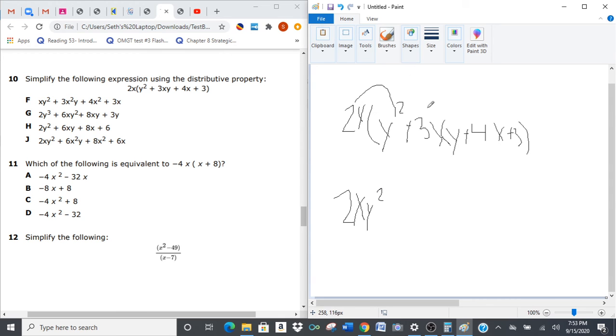And then you move on to the next term, which is 3xy. So you do 2x times 3xy. 2 times 3 is 6. Then you have the x, and the x times x makes x squared. And then there's just one y, so you just bring the y over.